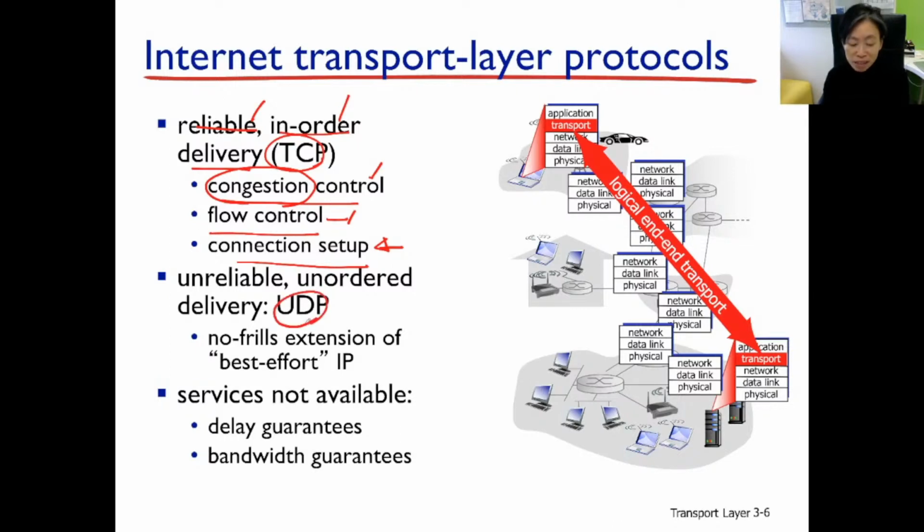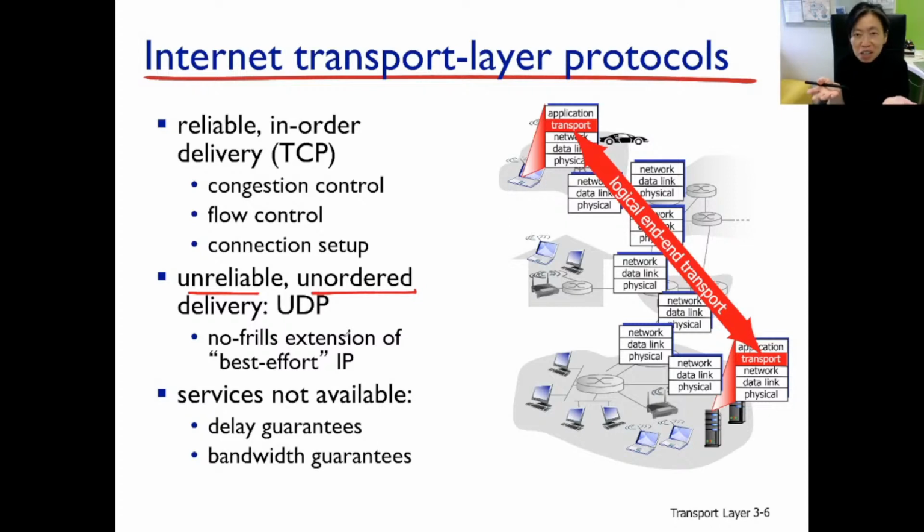UDP, on the other hand, is the complete opposite. It's not reliable. It does not guarantee ordered delivery. So UDP is essentially nothing, versus TCP does a lot. So essentially at the transport layer, you have the two extremes of the services. It's on top of the network layer, which is called the IP protocol, and it's best effort, meaning do nothing. All right, so no real extension of IP.